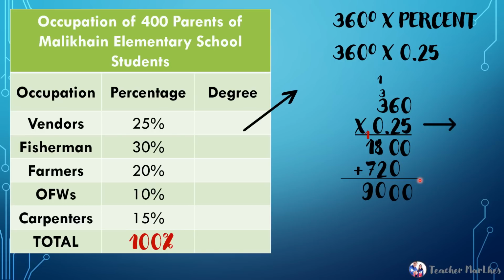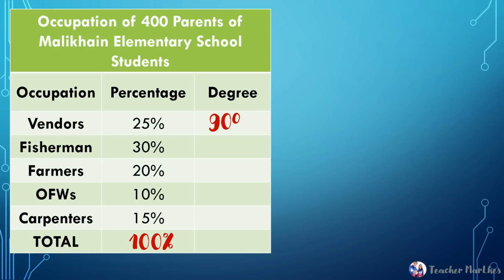So count the decimal places. So we have 2 decimal places, 1, 2. So ang sagot natin, meron ding dalawa. 1, 2. 90.00 degrees or in short po, 90 degrees. Next measurement. So 30%. So 360 times 0.30.